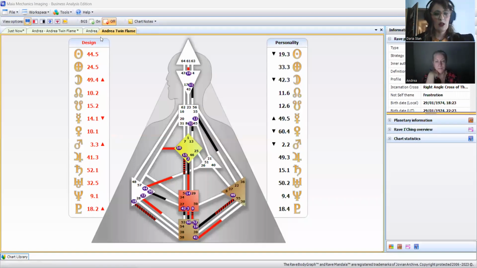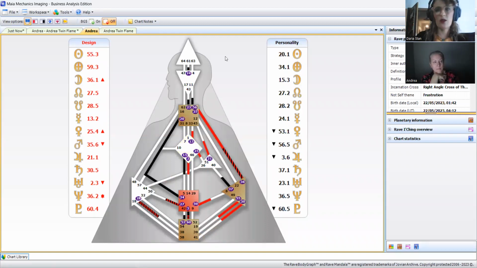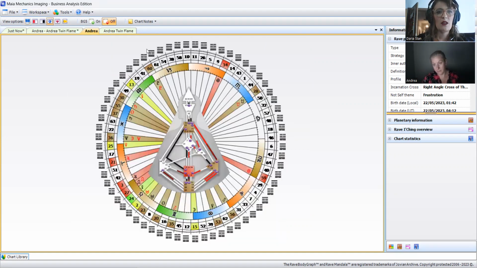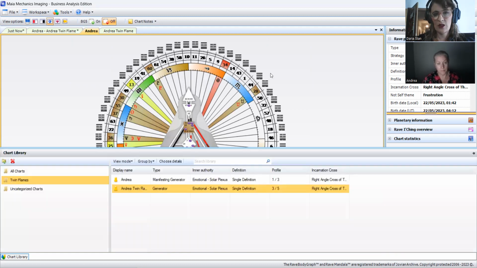Okay. So I'm going to start with you so you understand what I'm talking about. This is your human design body graph. And here on this side, on the black numbers, this is the positions of the planets. Are you in any way familiar with astrology? Yes, very. Okay. So I can show you this. And this is the positions of the planets.